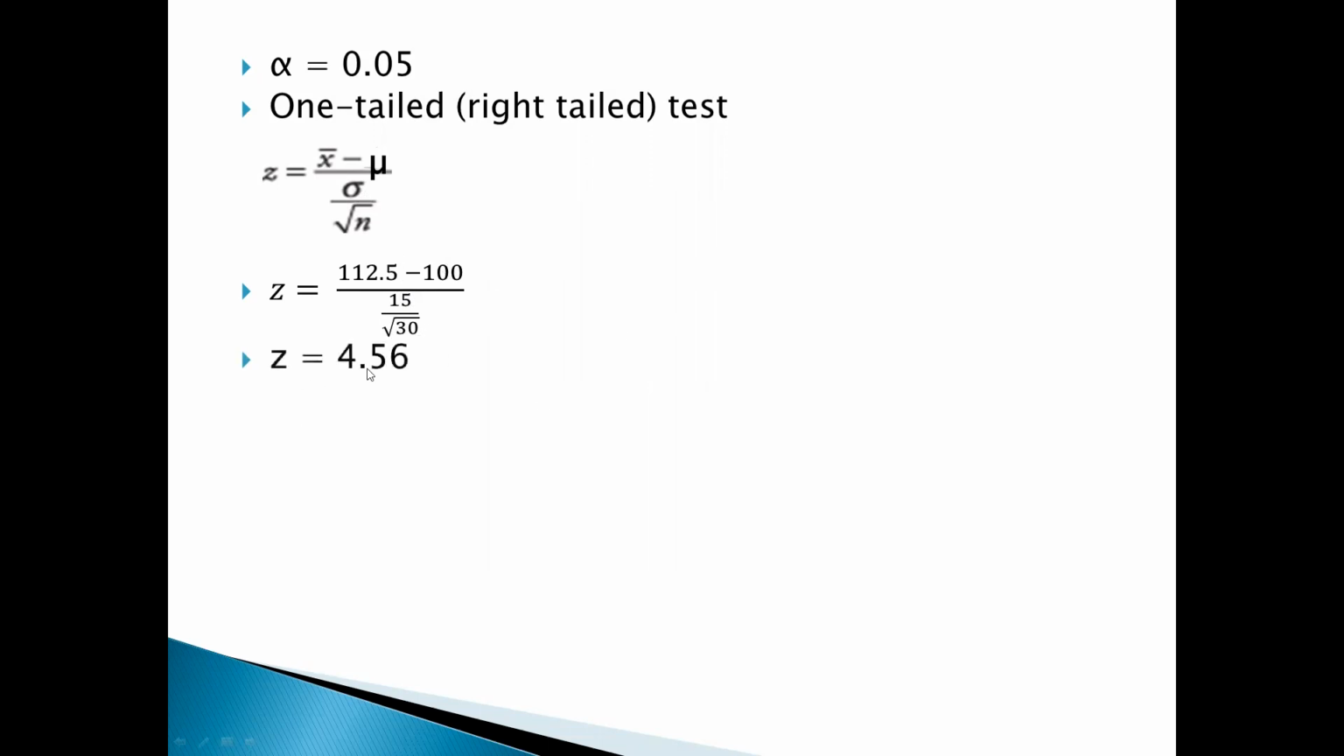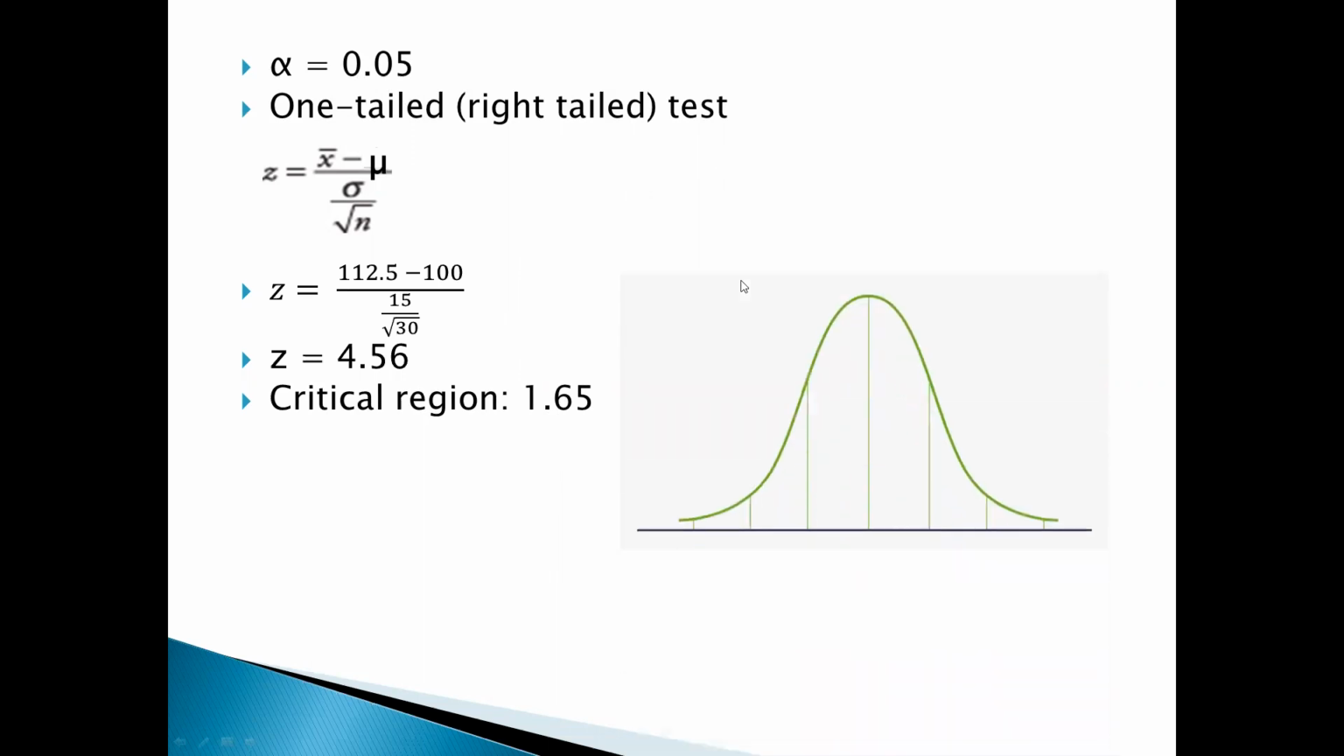Thus, the test value is 4.56. And then we identify the critical region, again using the z-table for the one-tailed test with alpha of 0.05. The critical region is 1.65. And again, we use positive because this is a right-tailed test.